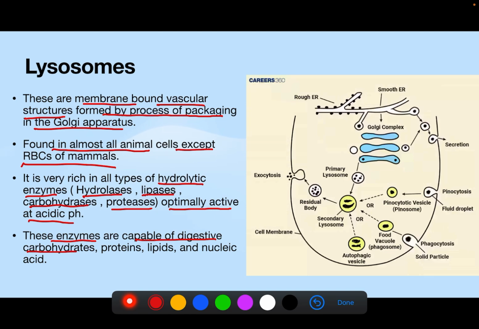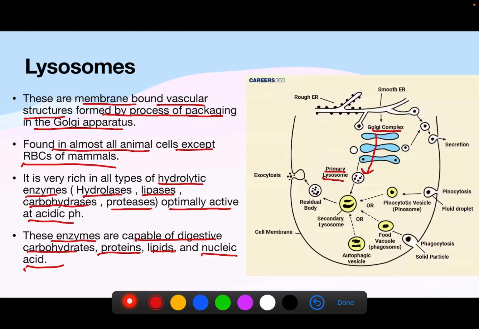These enzymes are capable of digesting carbohydrates, proteins, lipids, and nucleic acids. Now, in the diagram, a vesicle has been released from the ER, modified in the Golgi apparatus, and it is known as the primary lysosome. A primary lysosome may be a pinocytic vesicle, a food vacuole, or an autophagic vesicle. This can enter through the cell membrane and it is modified into the secondary lysosome. This is about the lysosomes.